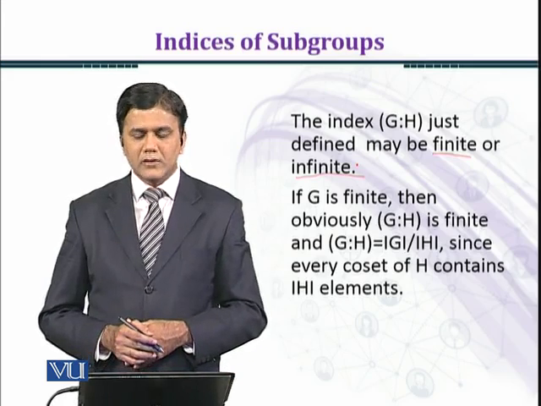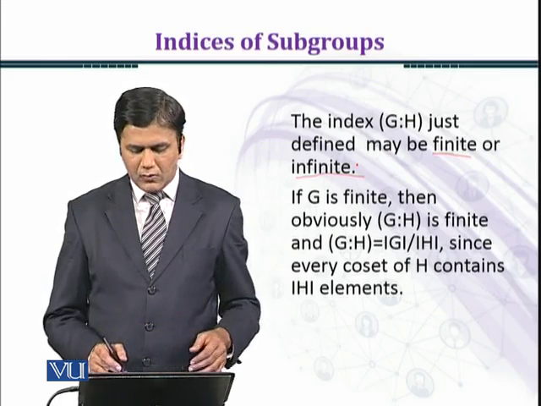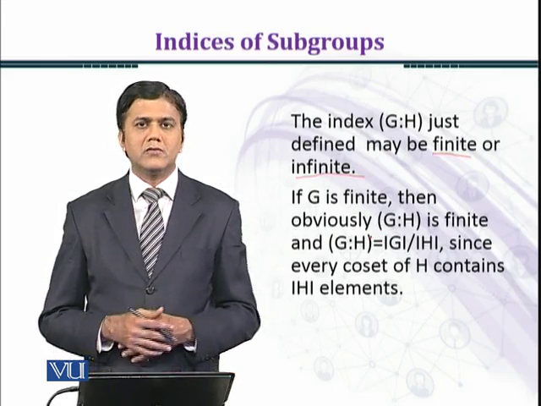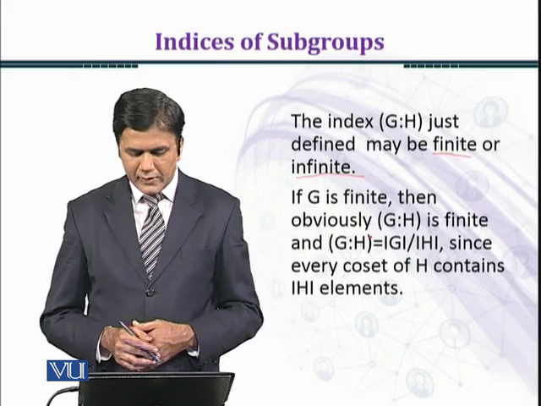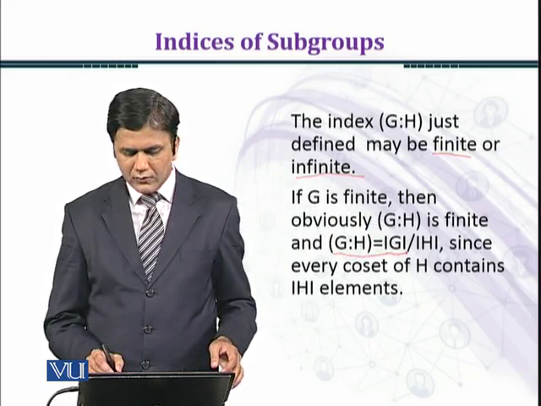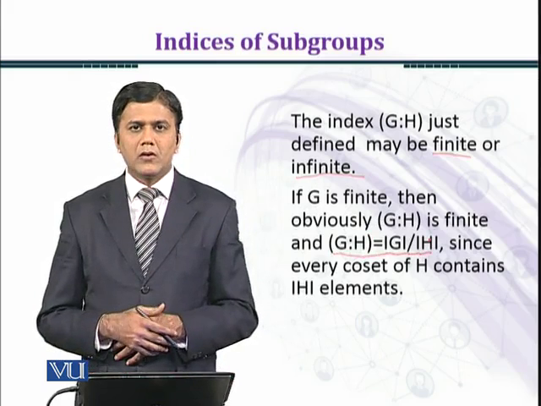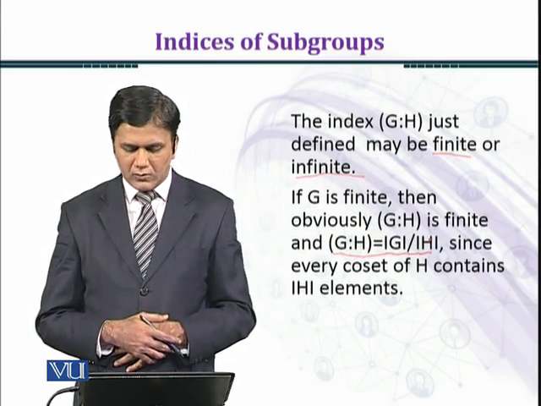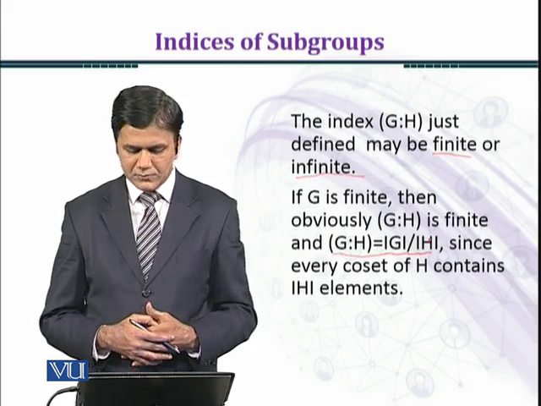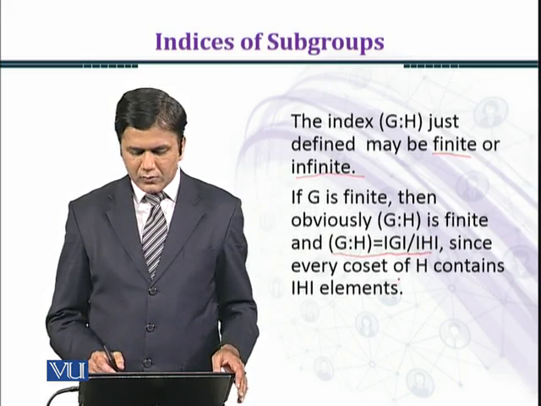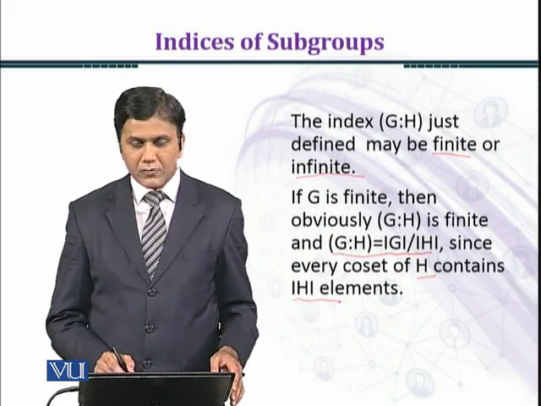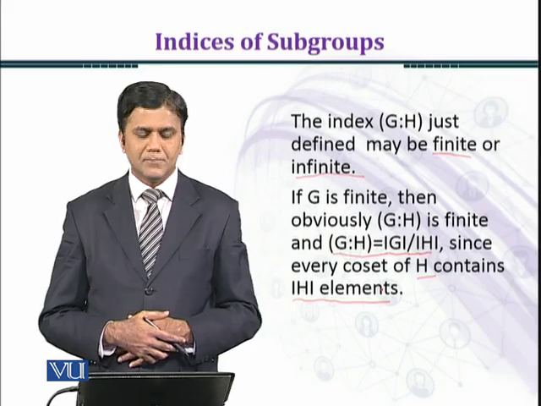If G is finite, then obviously the index of H in G is finite, and the index of H in G is given by order of G over order of H, since every coset of H contains order of H elements.